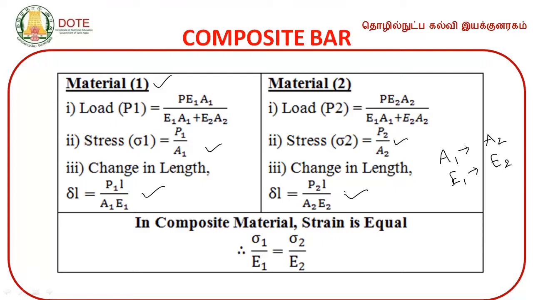For the composite material, the strain is equal. Young's modulus is the ratio of stress to strain. In case of a composite material, the strain is equal. So stress by Young's modulus of the first material will be equal to stress by Young's modulus of the second material. By using this formula, we can easily solve the problems related to composite bar.